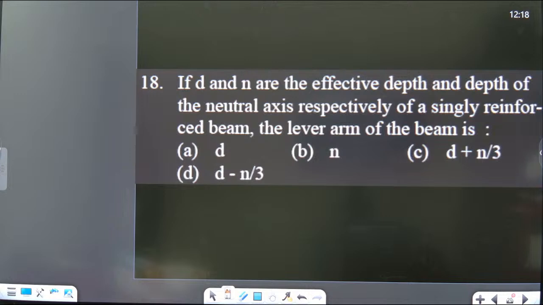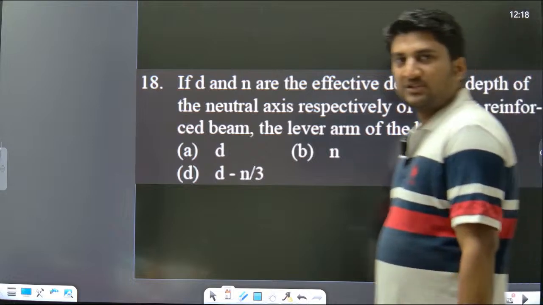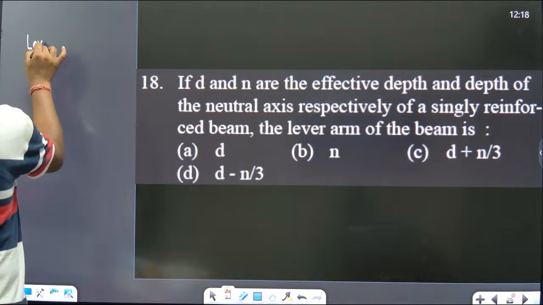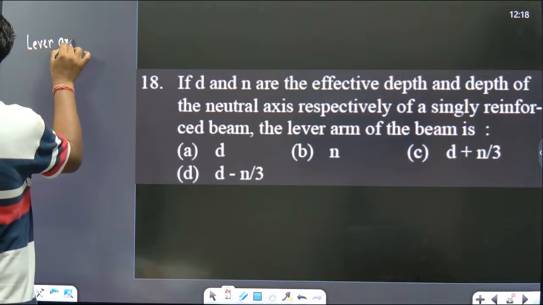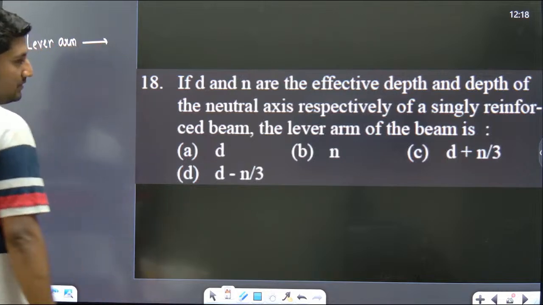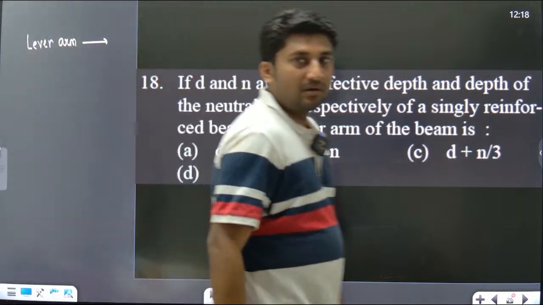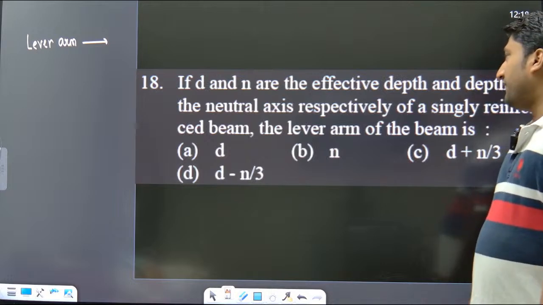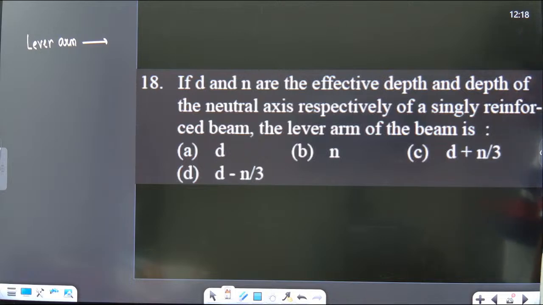If D and N are the effective depth and the depth of neutral axis respectively of a singly reinforced beam, the lever arm... very simple question. Lever arm is, what is the correct answer? What is the value of lever arm? Simple question. Effective depth is D and the depth of neutral axis is N.